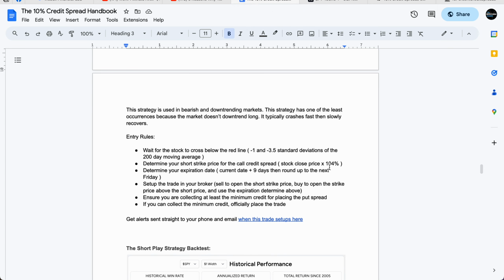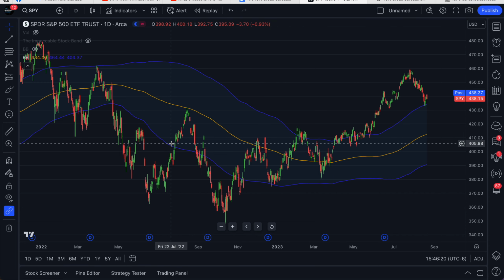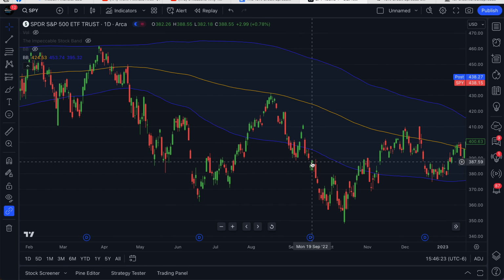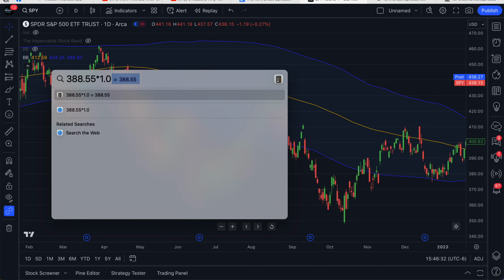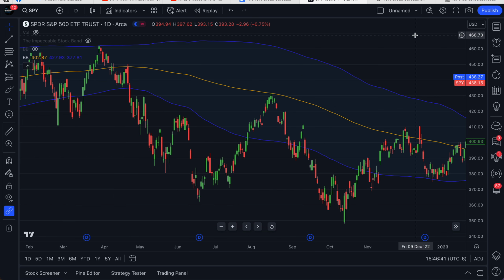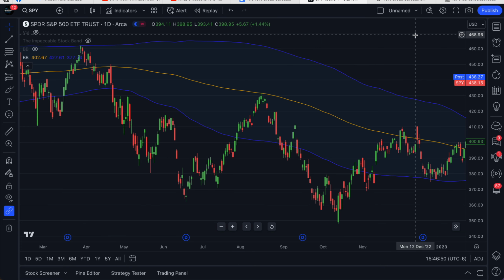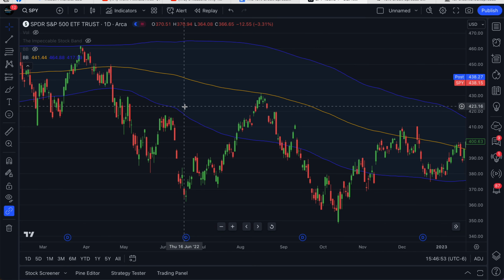So how do we structure this? Like put credit spreads, where we go below the current stock price, call credit spreads go above the current stock price. We're going to go 104% of the current close price. Let's say we're trading right in here, down below this level. The stock's close looks like 388.55. So we need to go 104%, that's 1.04, then round to the nearest whole number. That gives us 404.092, and rounded to the nearest whole number, that's 404. That means to structure this call credit spread, we're going to sell the 404 strike price and buy the 405. That is how we structure our call credit spread. As long as the stock stays below 404, we're going to make money.